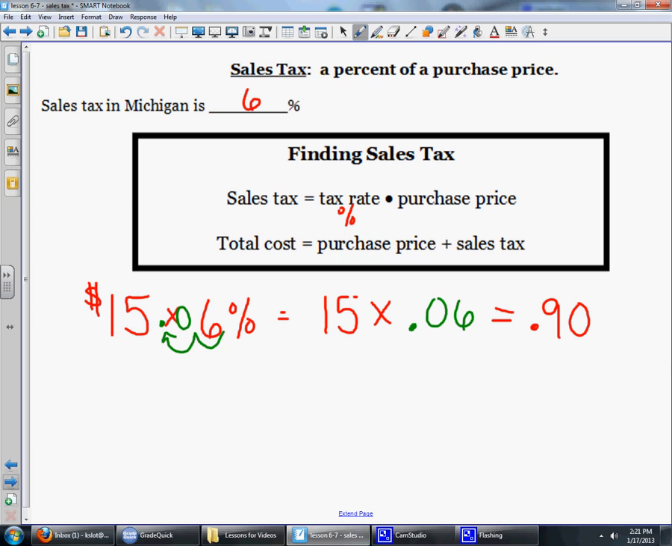Now to find your total cost, you're going to take the purchase price, which is $15. You're going to add to it your sales tax, which is 90 cents. So the total bill is going to be $15.90.